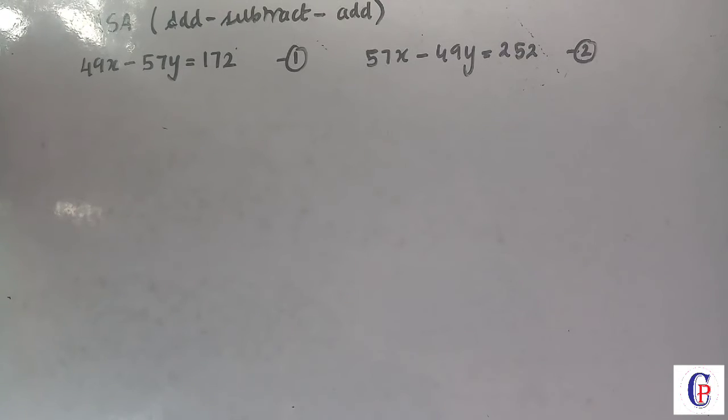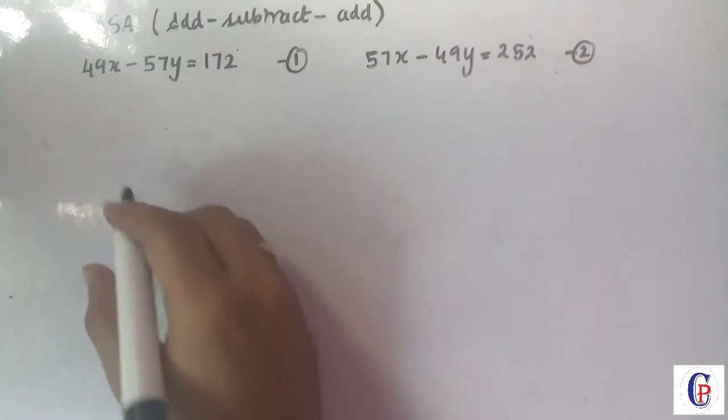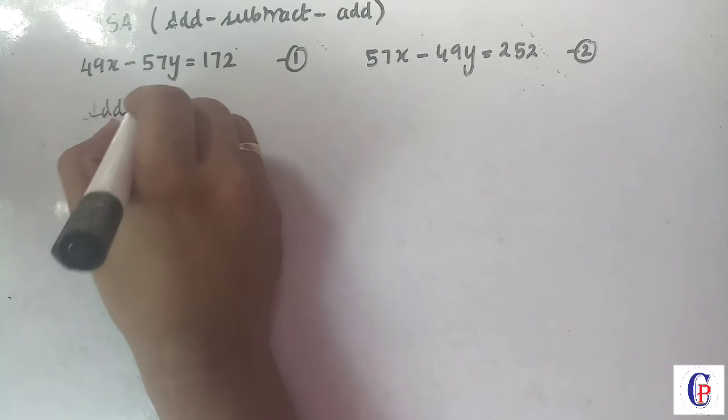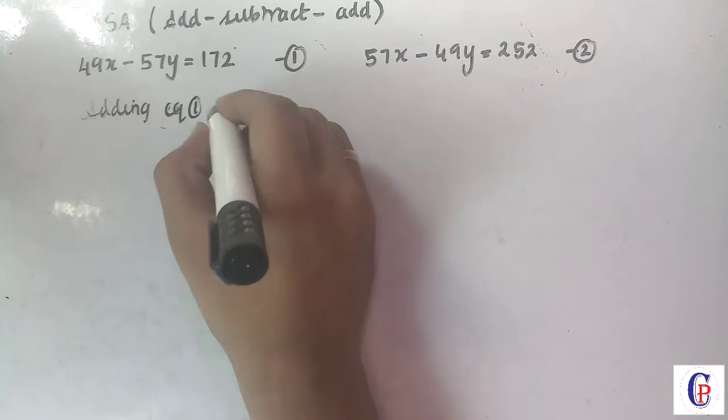So when you see such type of question, you have to directly approach this question by add, subtract and add. Blindly you have to add the two equations, subtract the two equations, and then again add the answers which we have got after adding and subtracting. So let us see. First add, adding equation 1 and 2.